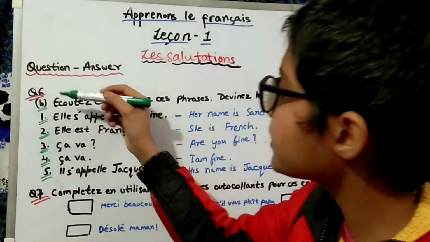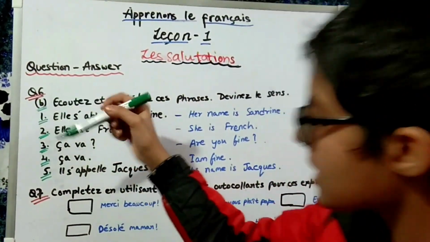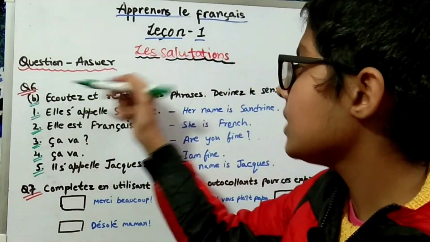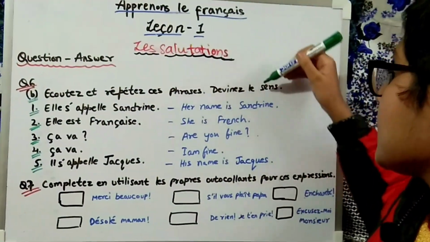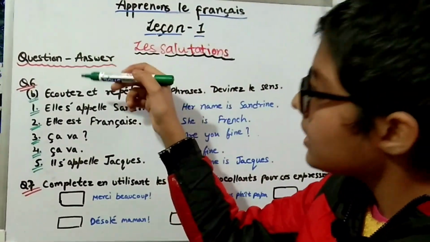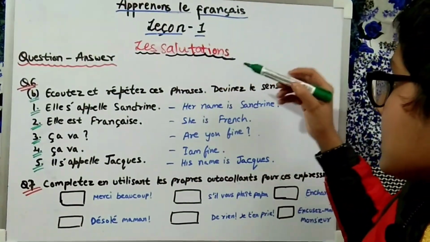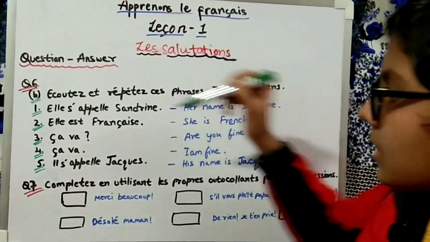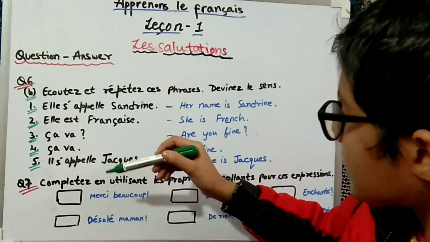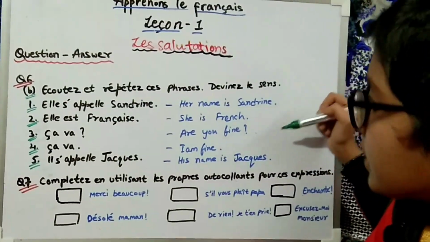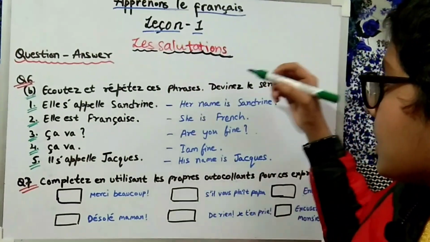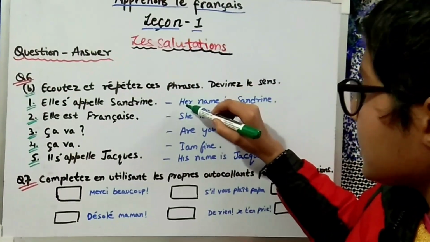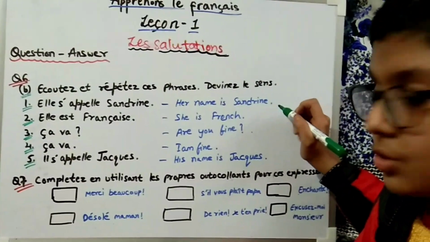So here we are with part B of question number 6 and question number 7. So let us read it. Écoutez et répétez ces phrases, devinez le son, which means listen and repeat the phrases and then guess the meaning. So here are the phrases which are written here, and then we need to guess the meaning. The first one is Elle s'appelle Sandrine. So the meaning of this sentence is her name is Sandrine.